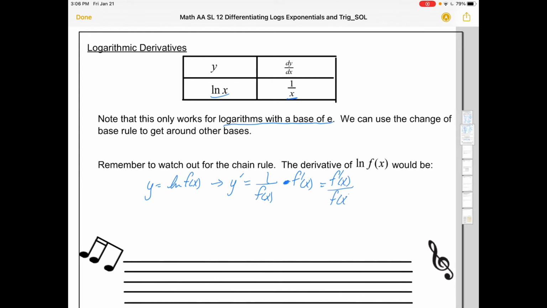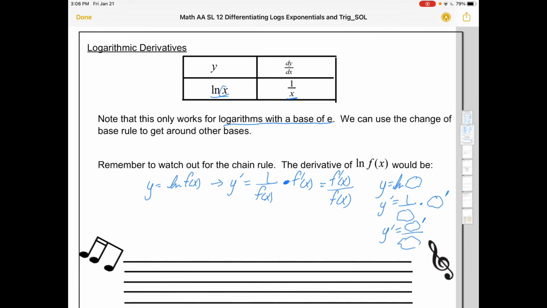or derivative over the original. Okay, if you want to think of this in globular terms, if you had ln of a glob, then its derivative would be 1 over the glob times the glob prime, or original on the bottom, derivative on the top. And that's how I remember the derivative of a logarithm.